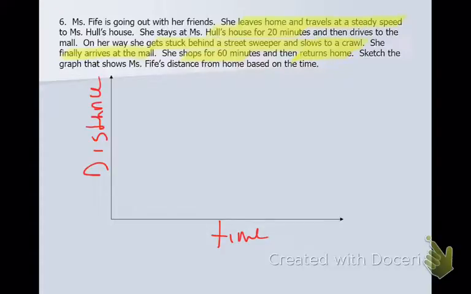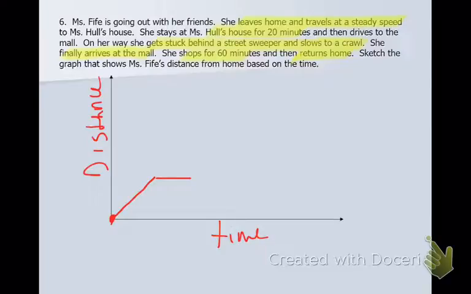Okay? Well, before she even starts, she's going to be at home, so her distance from home would just be 0. So we're going to start here down here at the corner. She leaves home and travels at a steady speed to Mrs. Hull's house. So steady speed might look something like this. She's at Mrs. Hull's house. She stays there for about 20 minutes.